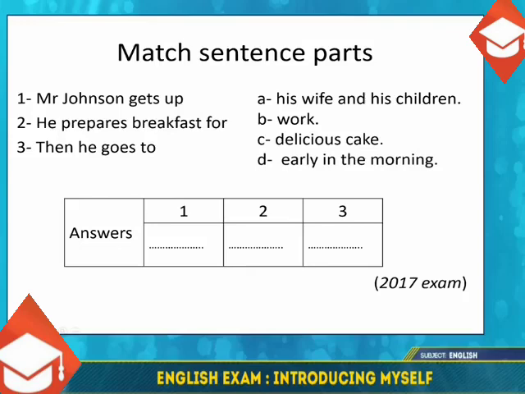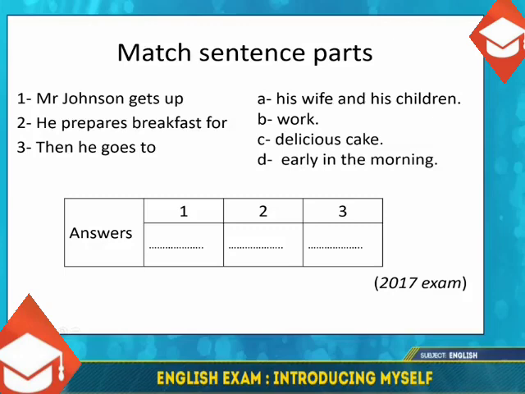So for sentence part number 1, we have Mr. Johnson gets up. Number 2, he prepares breakfast for. And number 3, then he goes to. Then we have sentence part A, his wife and his children. Then B, work. C, delicious cake. And D, early in the morning.